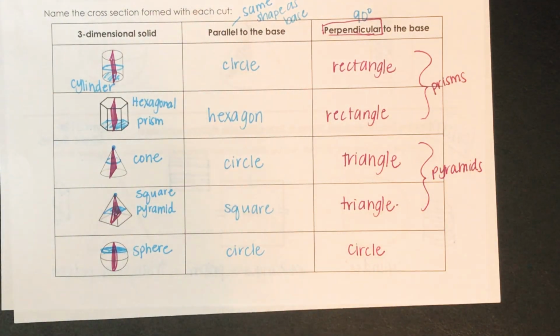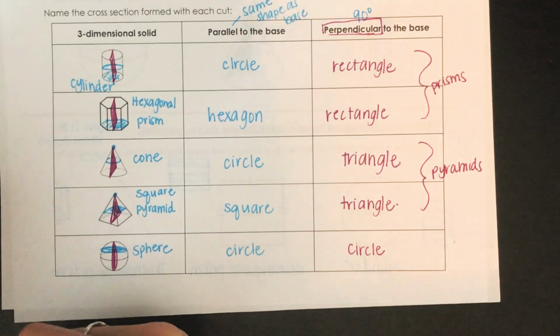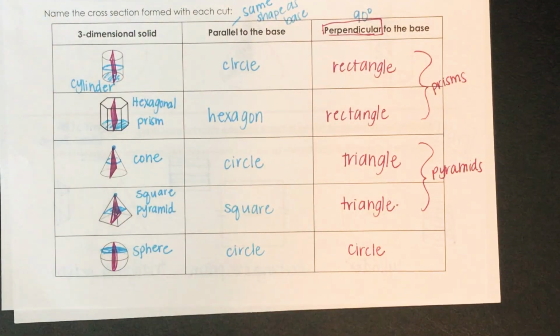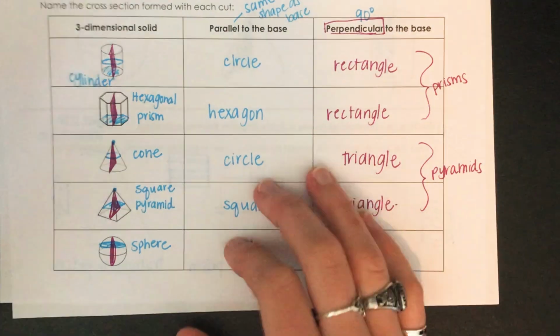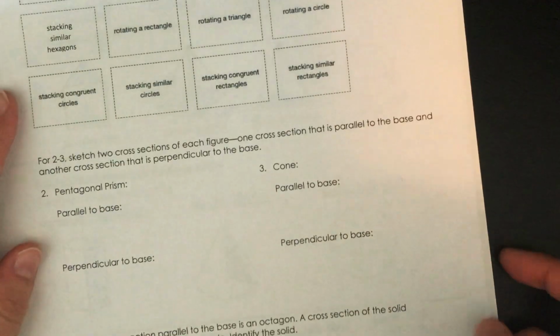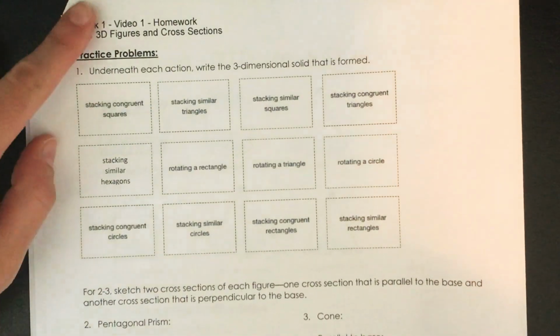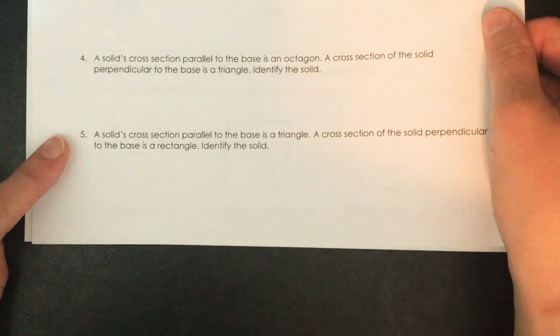Okay, so at this point, we are finished with our notes. You can now go back into the Microsoft Teams file and you will see a link to a PDF that says week one, video one, homework. And that week one, video one homework looks just like this. There are some practice problems. There are five different problems.